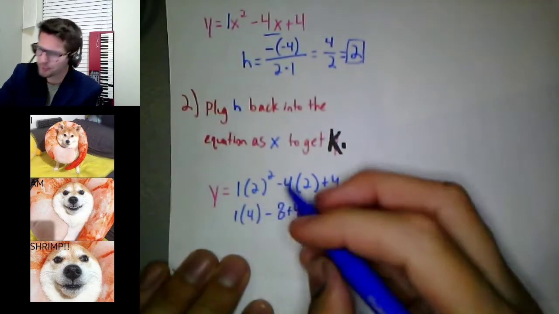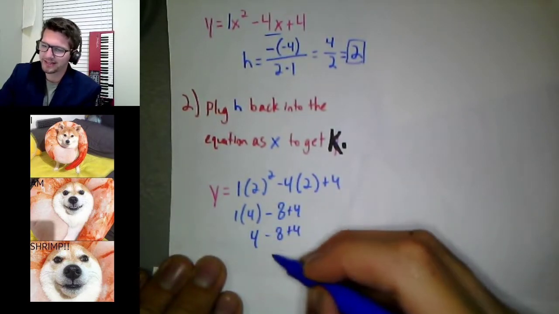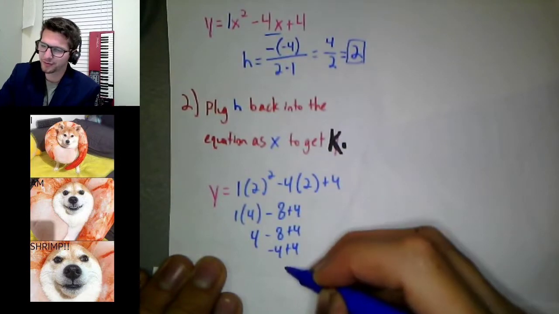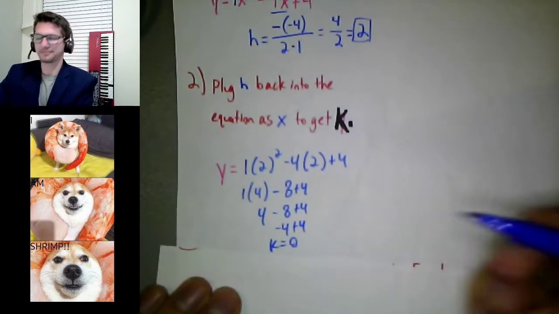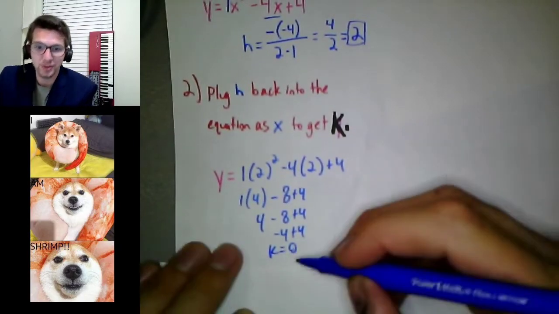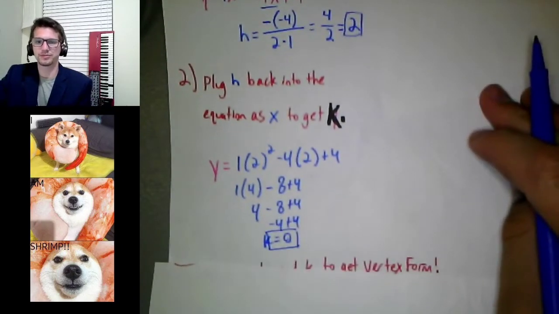All right, what's 1 times 4? 4 minus 8 plus 4. 4 minus 8 is negative 4, plus positive 4 is 0. So my k is 0. So I have a k, and I have an h. So what do I do with those?